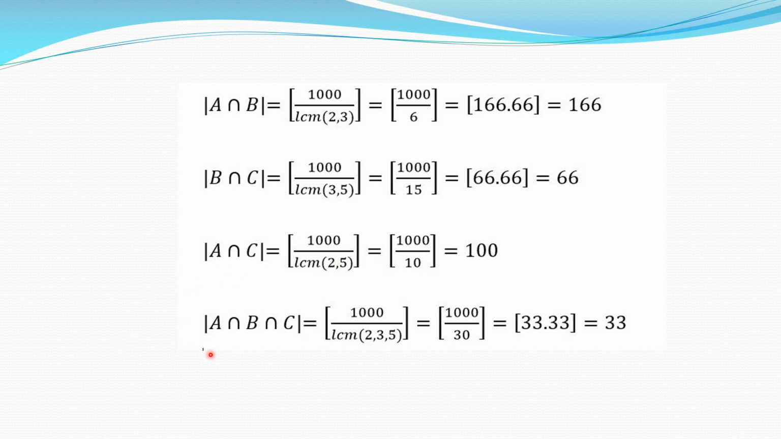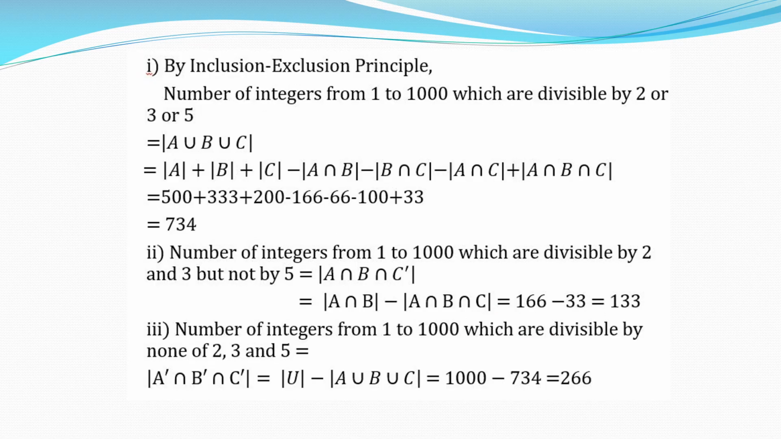Now one more value, we calculate the cardinality of A intersection B intersection C. Now this is the set which contains the integers from 1 to 1000 which are divisible by 2 and 3 and 5. Means that the integer must be divisible by 2, 3, 5 at a time. So we take the LCM of 2, 3, 5 because the number is divisible by 2, 3 and 5 if it is divisible by their LCM. Now LCM means least common multiple, and the LCM of 2, 3, 5 is 30. So 1000 divided by 30 is 33.33, which is 33.